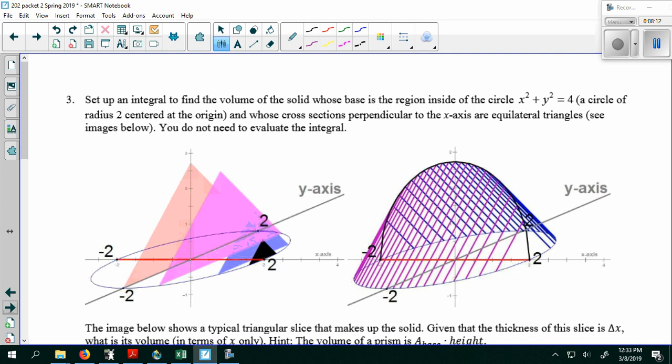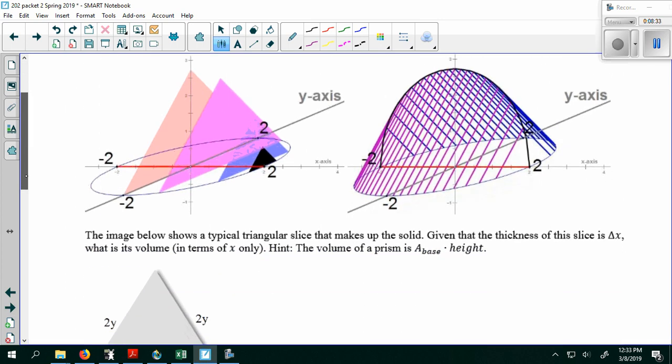Okay, set up an integral to find the volume of the solid whose base is the region inside the circle x squared plus y squared equals 4. This is the same base we had in the demo. In the demo, the cross sections were squares perpendicular to the x-axis. Now they're equilateral triangles. Okay, so I've got a couple of pictures here to help you visualize the solid that we're looking at.